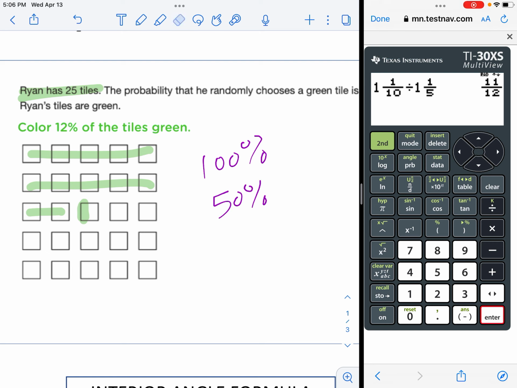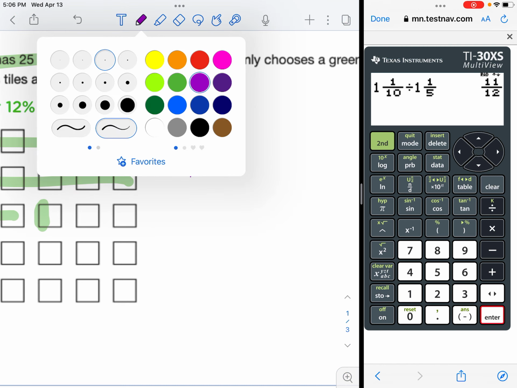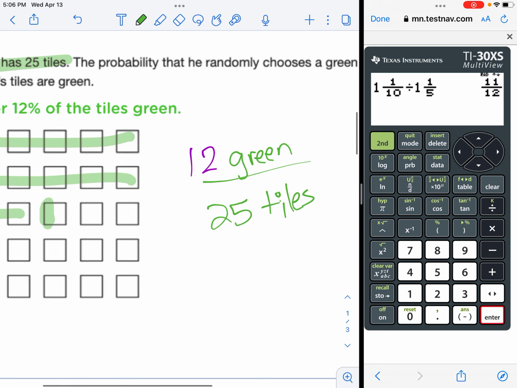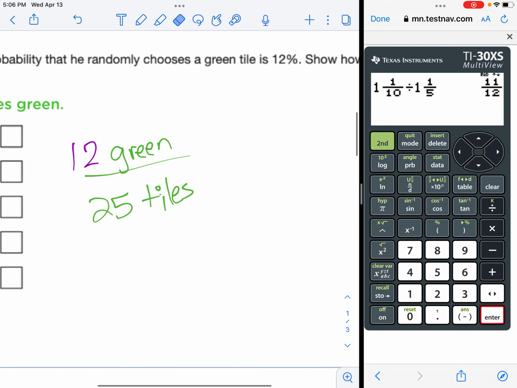All right. So I'm not just going to color in 12 tiles. Because if I color in 12 tiles, think about that as a fraction. That's 12, maybe I should write that in green. 12 green out of 25 tiles. That is not 12%, right? A couple of ways to know that it's not 12%. I can put that in my calculator. 12 divided by 25 times 100. I can see that that's 48%.